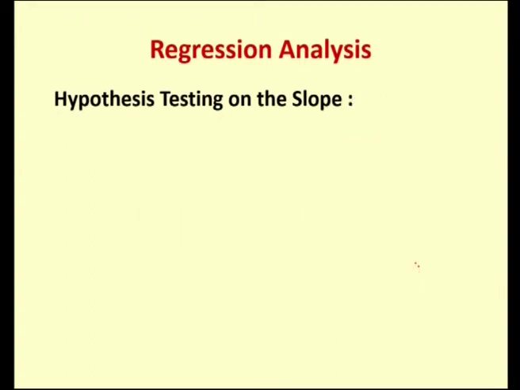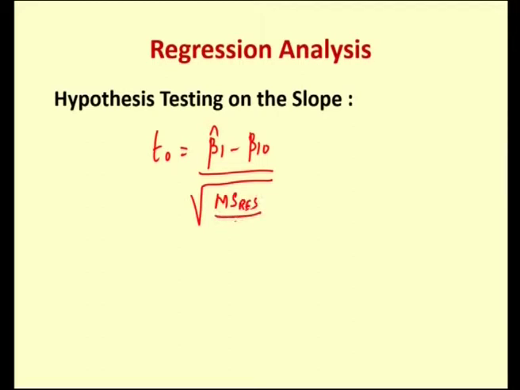By the definition of t statistic, we have t naught is equal to beta 1 cap minus beta 1 0 divided by the standard error, that is square root of mean sum of squares due to residuals divided by Sxx, and this follows t distribution with n minus 2 degrees of freedom, and we can always compare the calculated value with the table value for t with n minus 2 degrees of freedom.